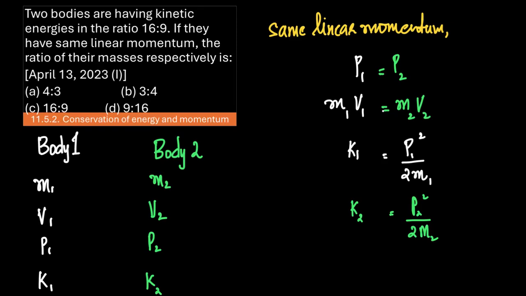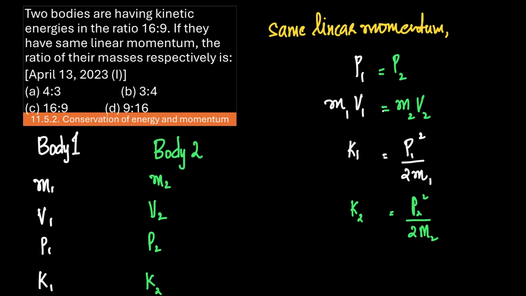So this is our first question from the topic. The second set of topic in work, energy, power, which deals with law of conservation of energy and momentum. So the question says, two bodies are having kinetic energies in the ratio 16 is to 9. If they have the same linear momentum, the ratio of their masses is.